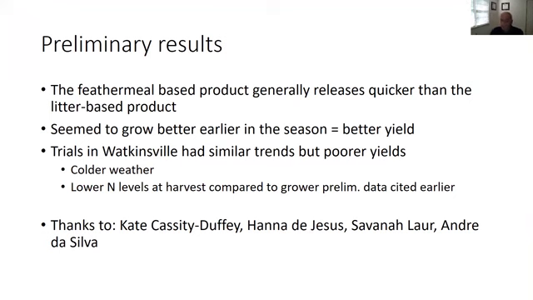Trials in Watkinsville had similar trends. By and large, they were very similar, but poorer yields overall. And I attribute this to the colder weather we had up here. We had some of the same onions on some black plastic mulch planted on the farm, and they did considerably better, likely due to the heat. But again, also looking at some of the N levels, some of what we harvested up in Watkinsville had lower N levels than some of that previous grower work.